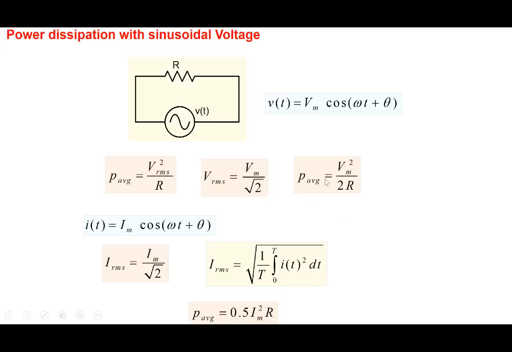Same representation, except note that the average power has a factor of half here because of the nature of the sinusoids. Different periodic signals will have a different factor there, which comes about by taking the RMS value of that periodic waveform.